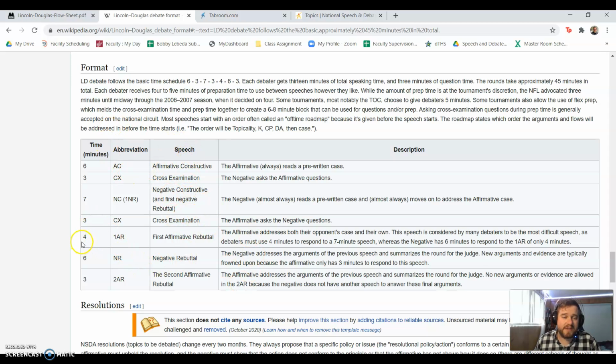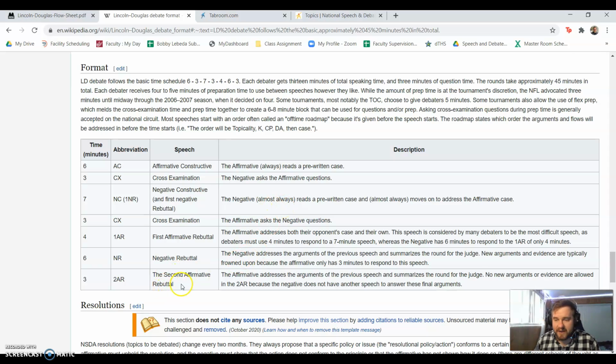This speech is 4 minutes long. You can see that in this speech, a lot has to be done. The affirmation needs to respond to the previous speech while also bringing up their points again from their very first speech. Following that, the neg has a 6-minute speech, and this speech will refute everything that the previous speaker said, and might also tell you, the judge, why you should vote for them, though we often call that voter issues.